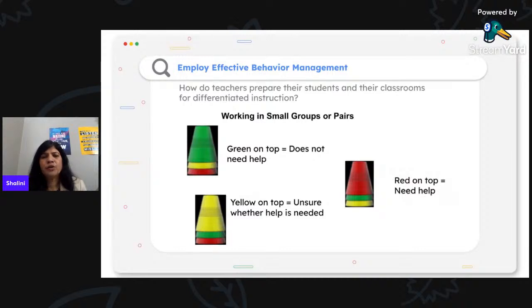This is for working in groups, whether small groups or pairs, and they don't have to raise their hands every time to tell whether they have understood or not. So if you have these green, yellow, and red indicators, and the green is on top, the children can just say that our group has understood the task and we do not need help. Yellow means we have understood it a bit, but we are unsure, and some help is required, or we are not sure if we need help. And red on top means help, so the teacher needs to go there and support the group or the learner there.